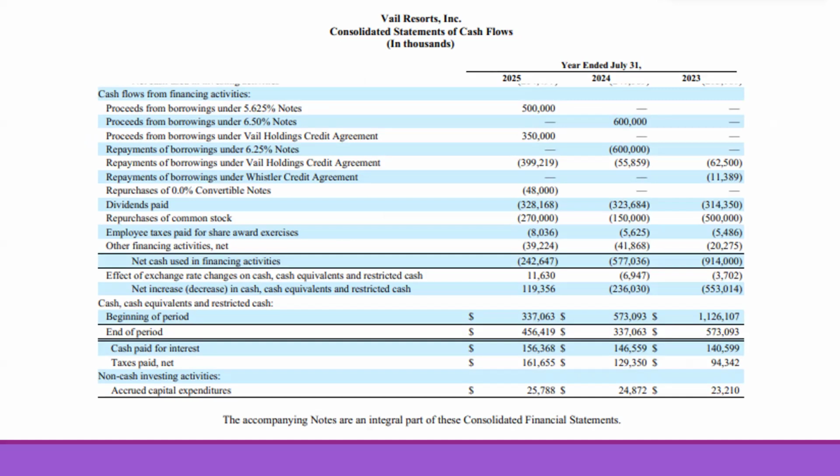It looks like they didn't have any special transactions. But note that the special disclosure requirements, cash paid for interest and cash paid for taxes at the bottom, are shown. And then they also had non-cash investing activities such as accrued capital expenditures.